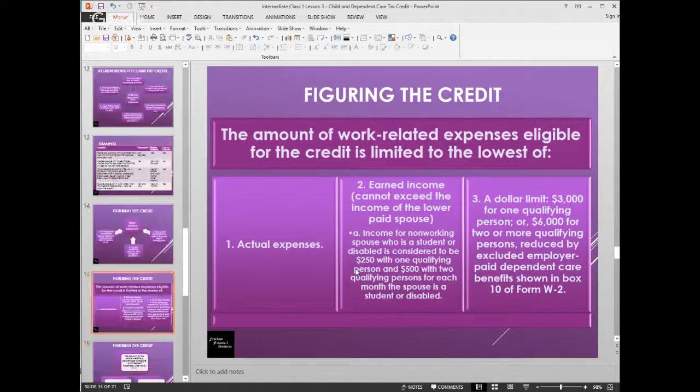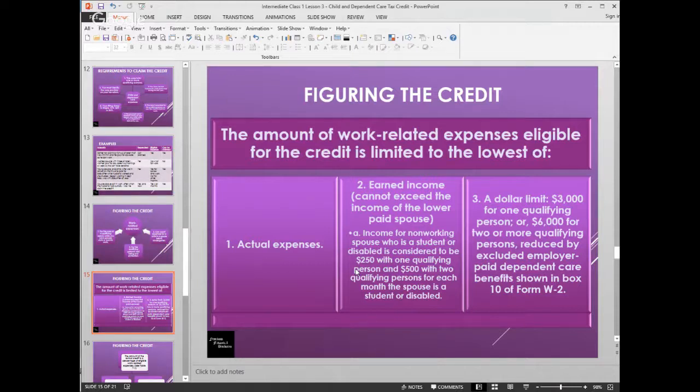So the amount of work-related expenses that would be eligible for the credit would be limited to the lowest of the actual expenses. So depending on what you paid for the daycare, you could not claim a credit above that amount, or your earned income. You cannot exceed the income of the lowest paid spouse. The idea there being if it costs you more for daycare than you earned, you can only claim the credit up to the amount that was earned.